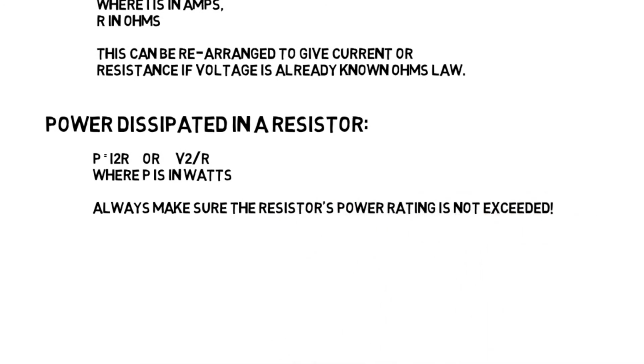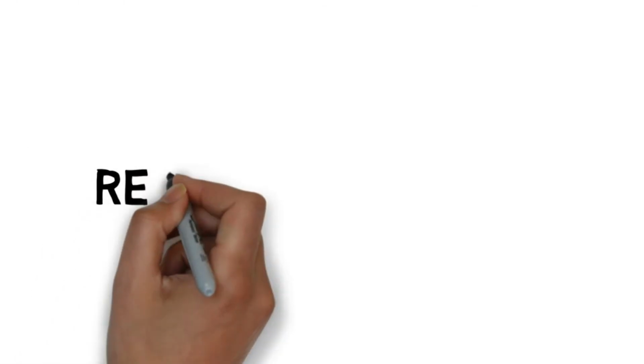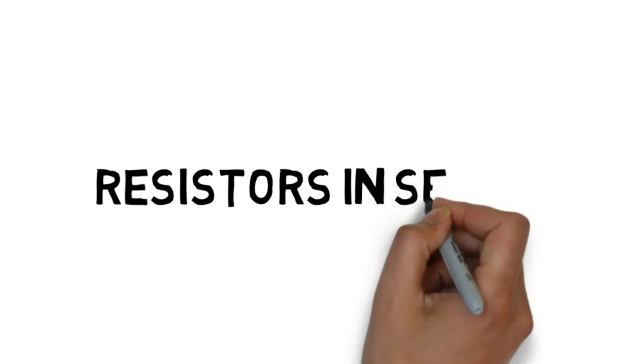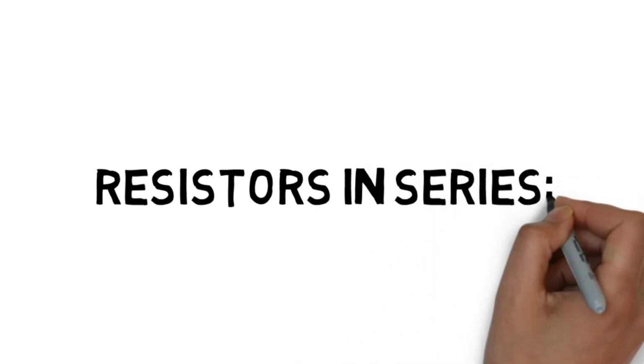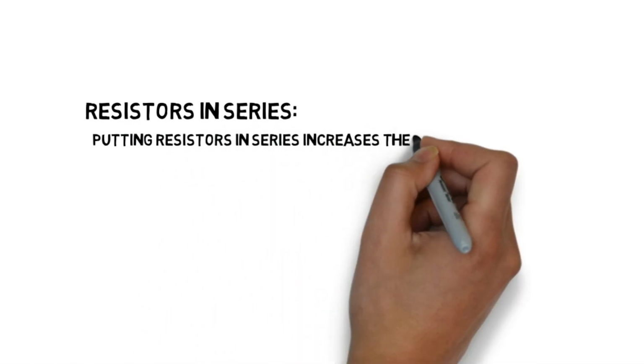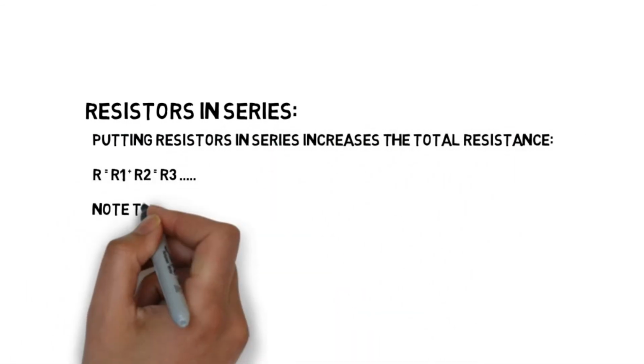Let's talk about how to calculate resistors in series. Putting resistors in series increases the total resistance. R equals R1 plus R2 plus R3 like as. Note that the total resistance should be greater than that of any of the individual resistors.